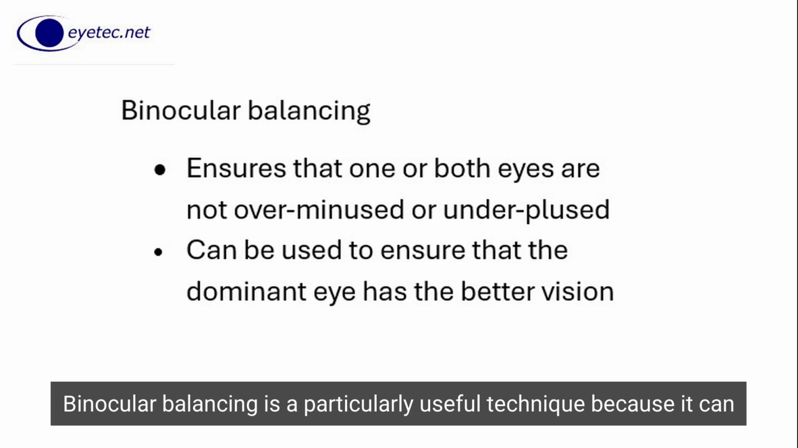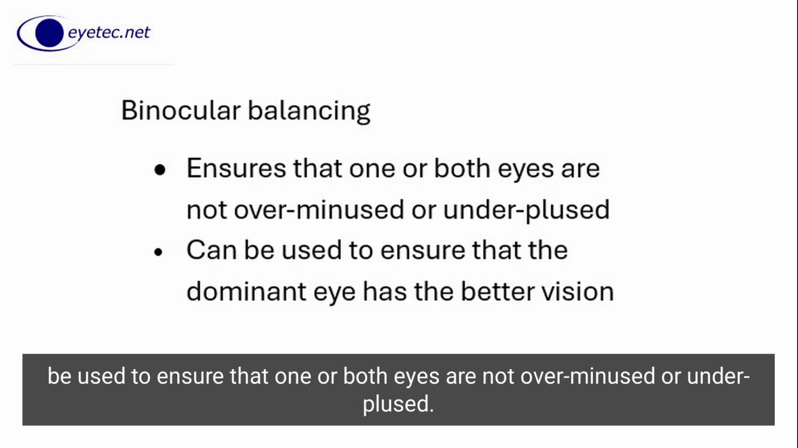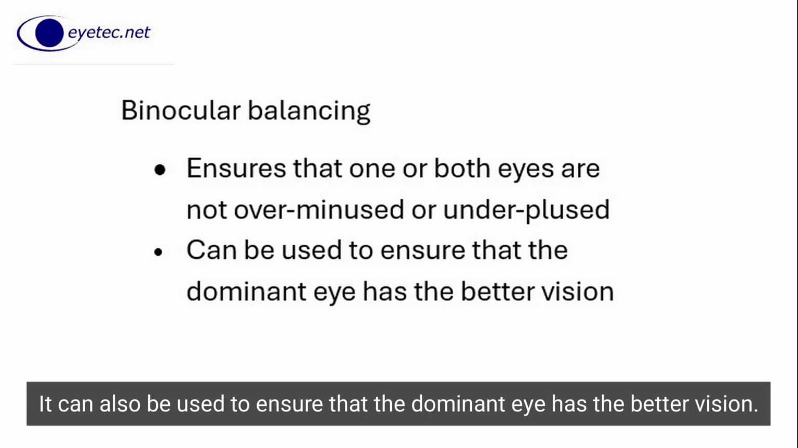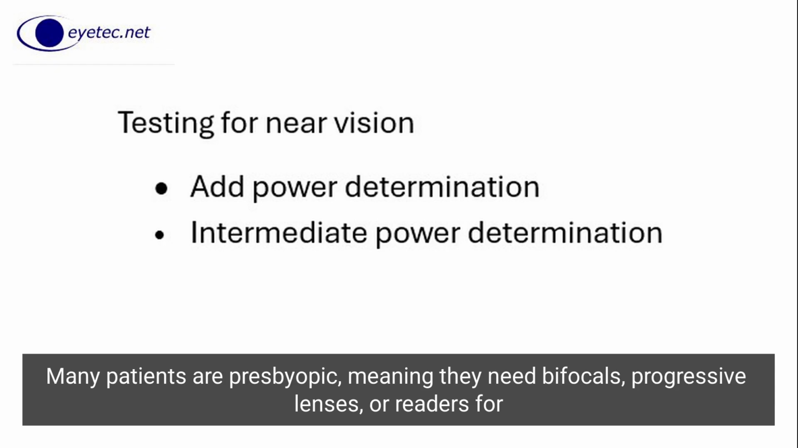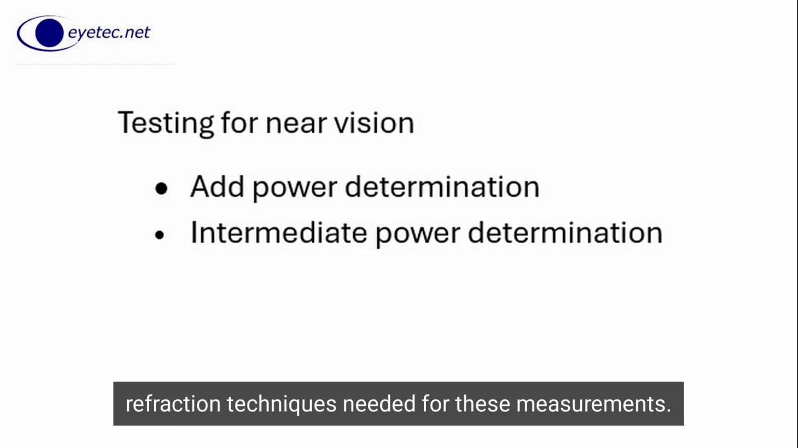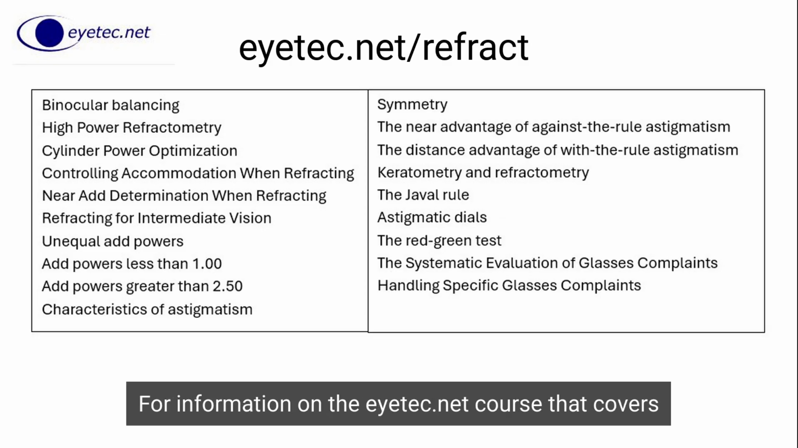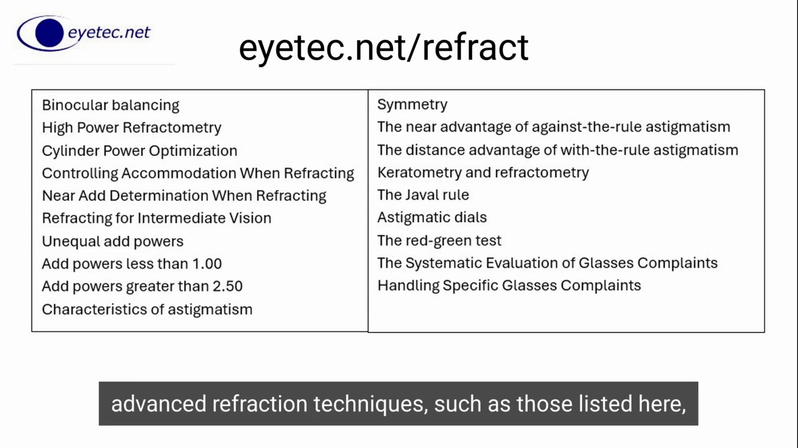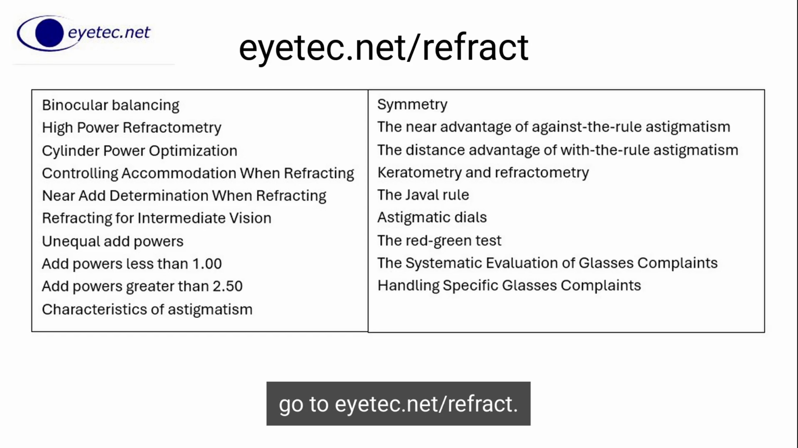Binocular balancing is a particularly useful technique because it can be used to ensure that one or both eyes are not over-minused or under-plussed. It can also be used to ensure that the dominant eye has the better vision. Many patients are presbyopic, meaning they need bifocals, progressive lenses, or readers for adequate near vision. This tutorial does not include a discussion of the refraction techniques needed for these measurements. For information on the eyetech.net course that covers advanced refraction techniques, such as those listed here, go to eyetech.net/refract.